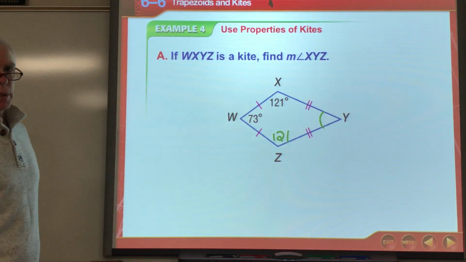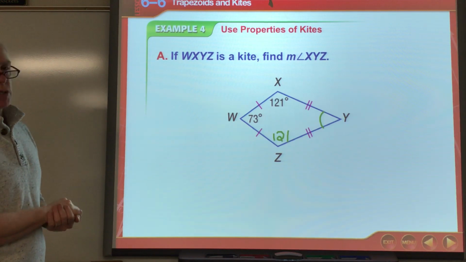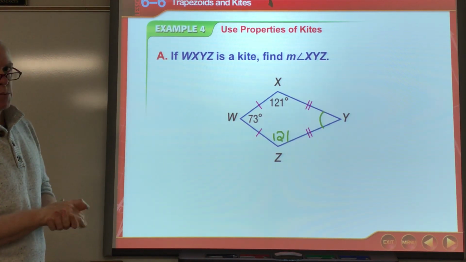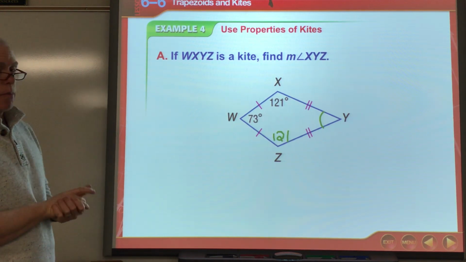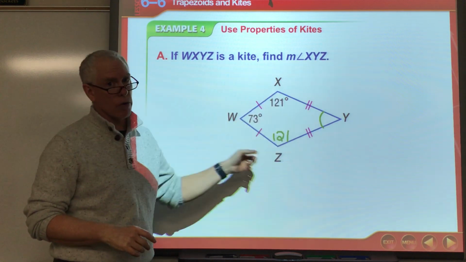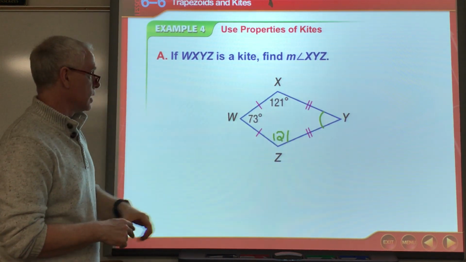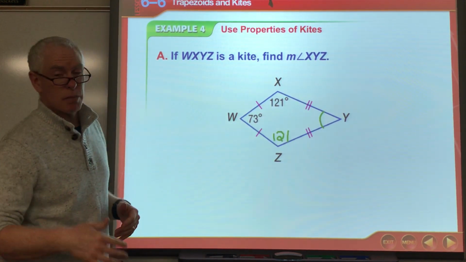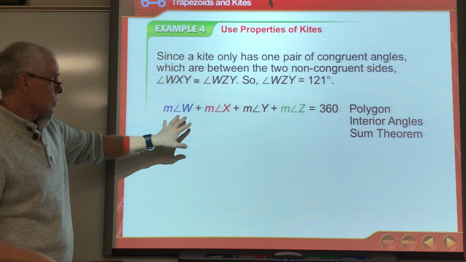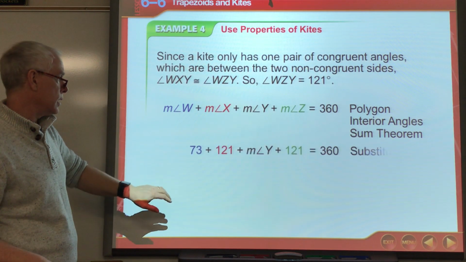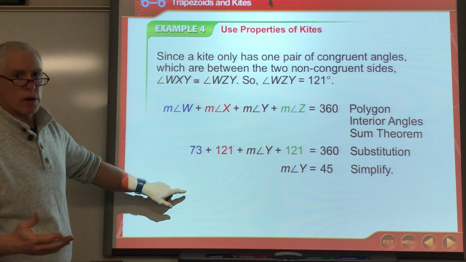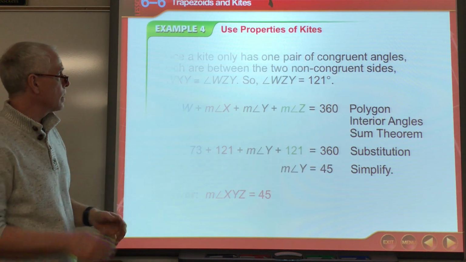I also know from the beginning of the chapter that the sum of the interior angles of any figure is n minus 2 times 180. So there's 4 sides. 4 minus 2 is 2. Times 180 is 360. So I know all 4 of those angles have to add up to 360. Well, I'll take the 3 that I know, add them up, subtract from 360, and I've got my missing angle. Okay? So that's what they're saying there. They have to add up to 360. I've been given 3. Add them up, subtract. 45 is your missing angle.